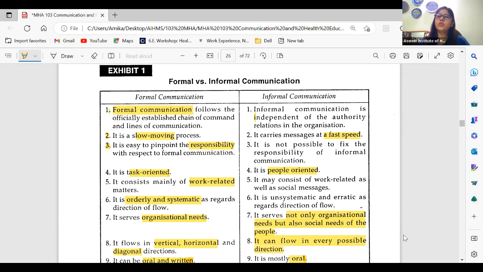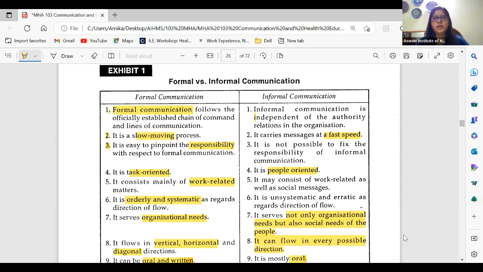If we talk about formal ones, these are very slow, as a lot of formal process is involved. For example, even if you are writing a mail, it consumes some time, and then it is transferred from one person to another. So it is a slow moving process because mostly it is written, not oral. Whereas informal communications are fast in speed, as mostly they are oral. People communicate with each other and it passes on at a very high speed.